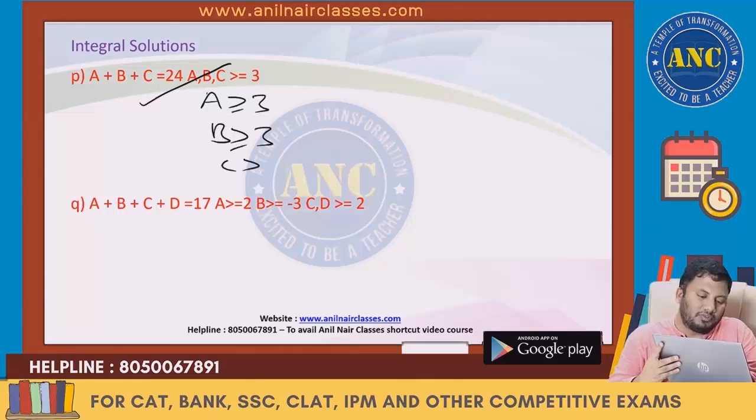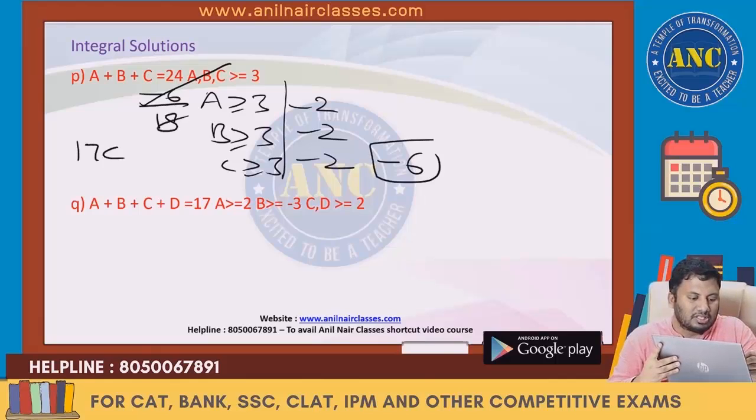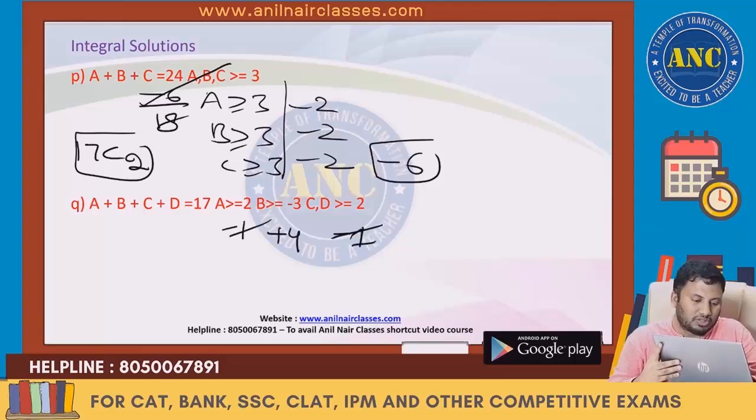Greater than or equal to 3 means what we have to do? We have to subtract 2, 2, 2, minus 6. 24 minus 6 is 18. 17C2, minus 1. Minus 3 is 4. 17 plus 4, 21, which is 20C3.